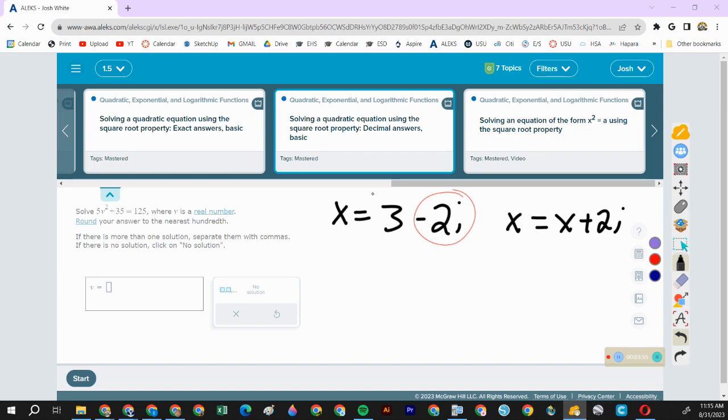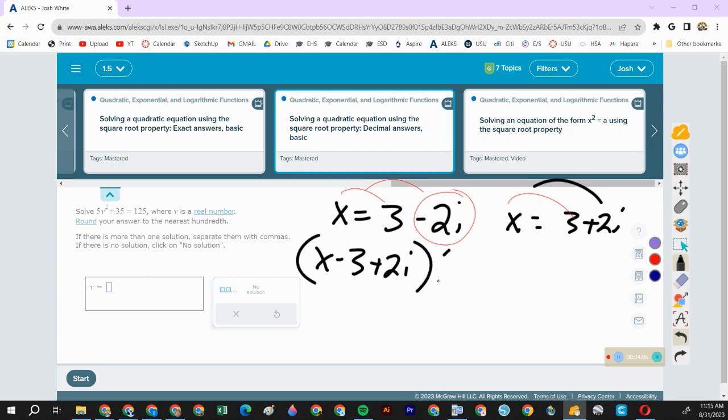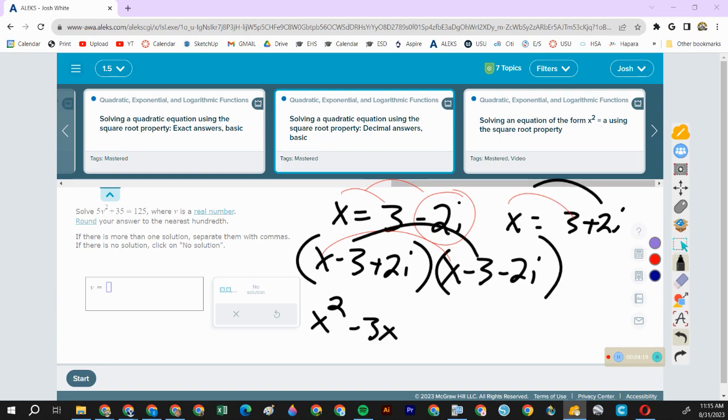I'm going to create a quadratic, so I move these over. Oh, that didn't make any sense. So move these over, and I get x minus 3 plus 2i, and x minus 3 minus 2i. Now, when I multiply this together, I get x squared minus 3x. Now, watch this. I'm really lazy. This one and this one are opposites. So they cancel. So I'm not even going to bother writing them down.